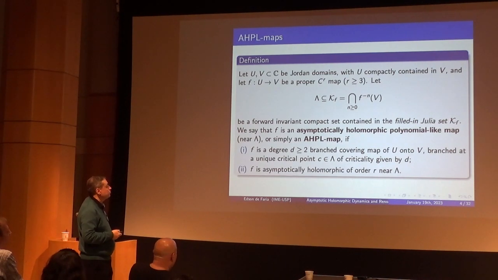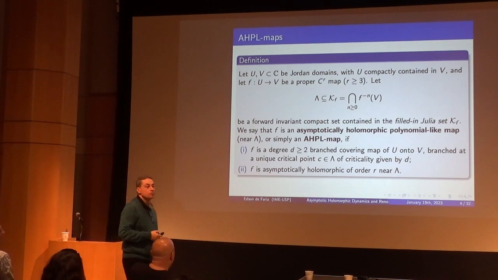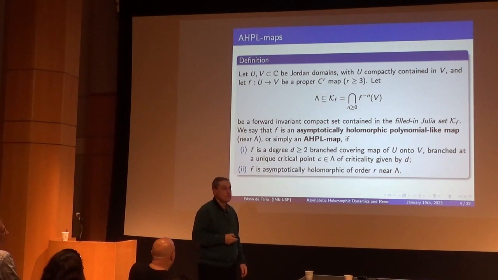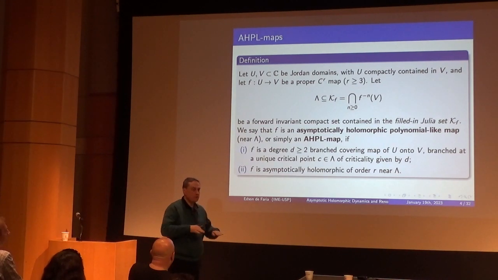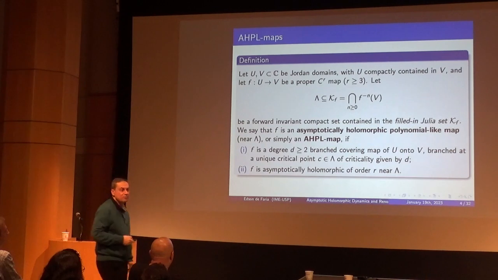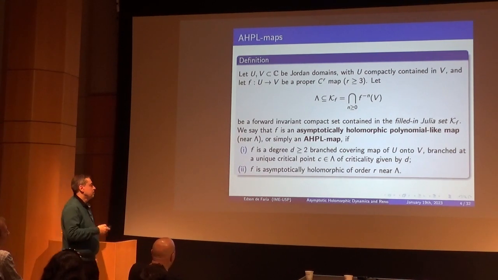Why does it have to be an even integer? Because I want the map on the real axis to be a unimodal map. Oh, okay. That's why we assume it. Right, that's why I'm assuming it, yeah.